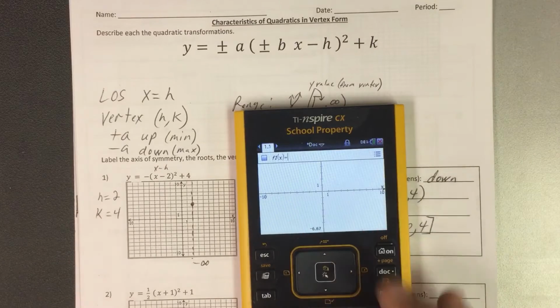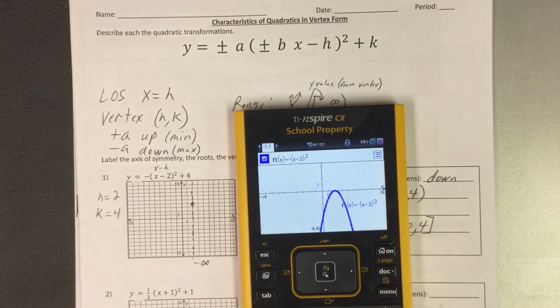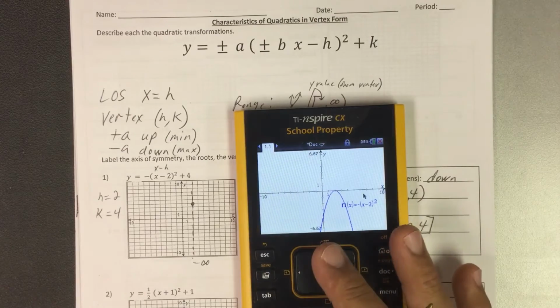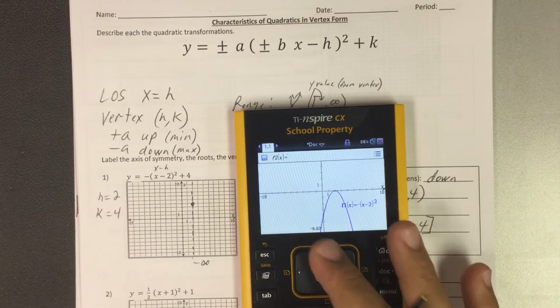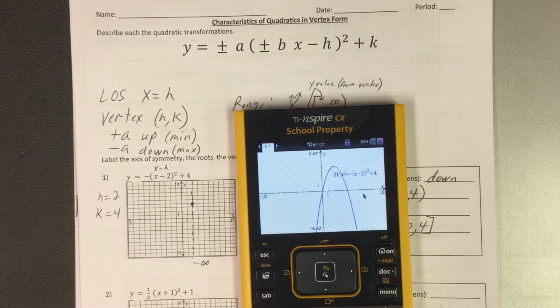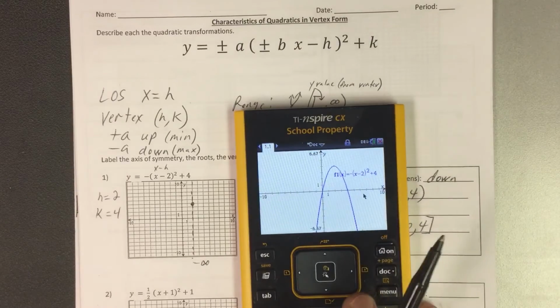All right, what is my equation? Negative parentheses x minus 2 squared, now plus 4. Whoops. Plus 4. Okay, so there's my vertex at 2, 4, right?